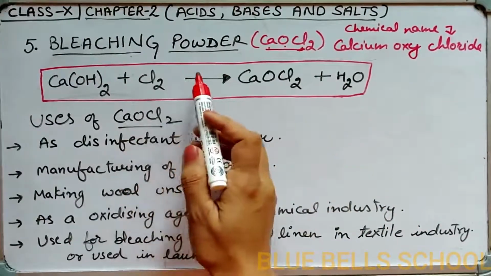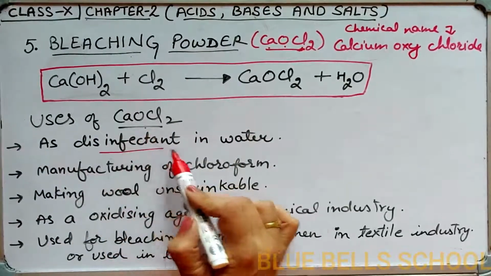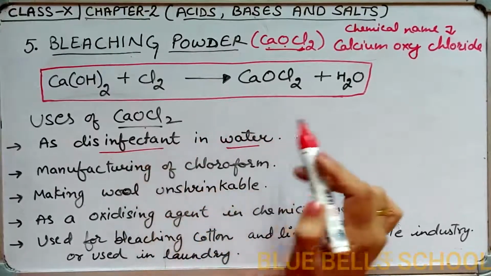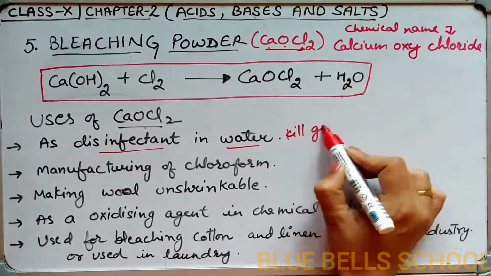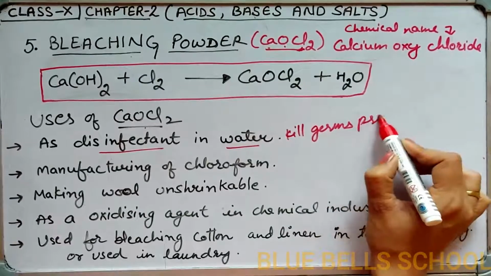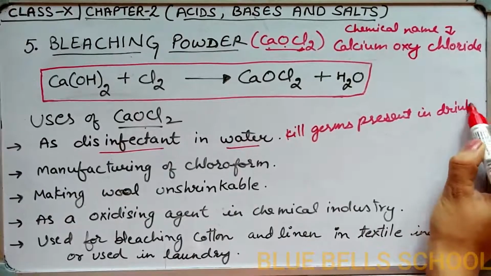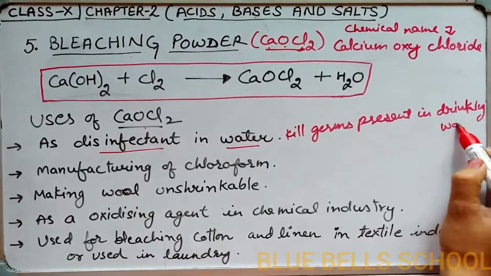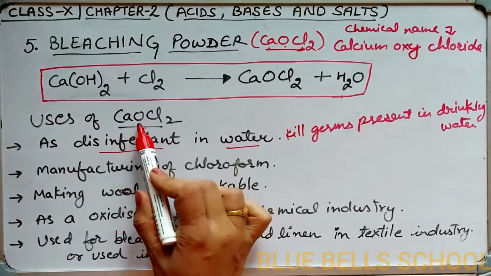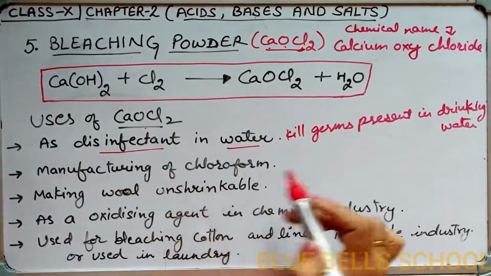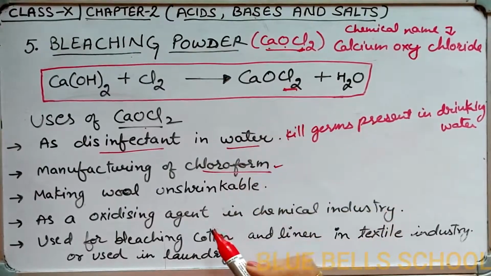Now what are the uses of bleaching powder? First one, bleaching powder is used as a disinfectant in water. Means it is used to kill germs present in drinking water. Second use, bleaching powder is used in manufacturing of chloroform because it contains chlorine.